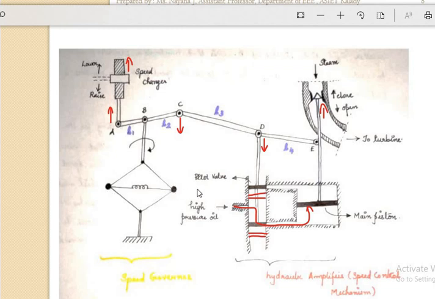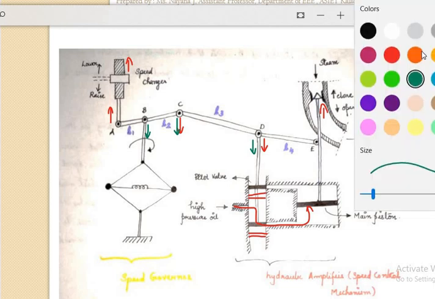The fly ball will move apart. When the fly ball moves apart, it will create a tension over here, and this point will move downwards. When this moves downwards, what happens? Your C moves downwards, and D moves downwards. So what happens? The same thing happens: the piston will move upwards, which reduces the steam input and finally reduces the speed of the turbine.